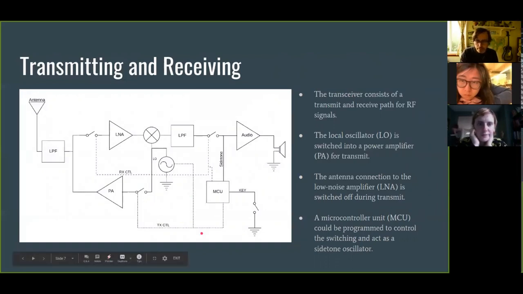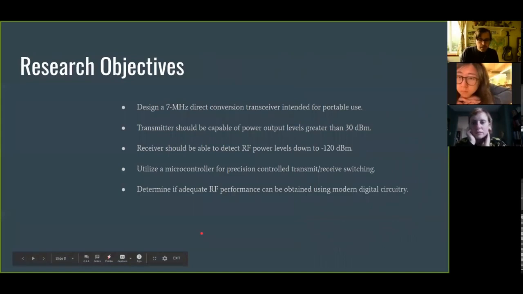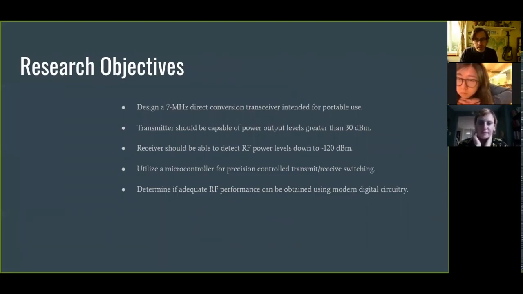The research objectives for this were mainly to design a 7 megahertz direct conversion transceiver, mainly for portable use, so I could carry it out backpacking or in the woods or wherever I may be. And with that criteria, we wanted to be able to generate enough power, better than, but at least a watt.